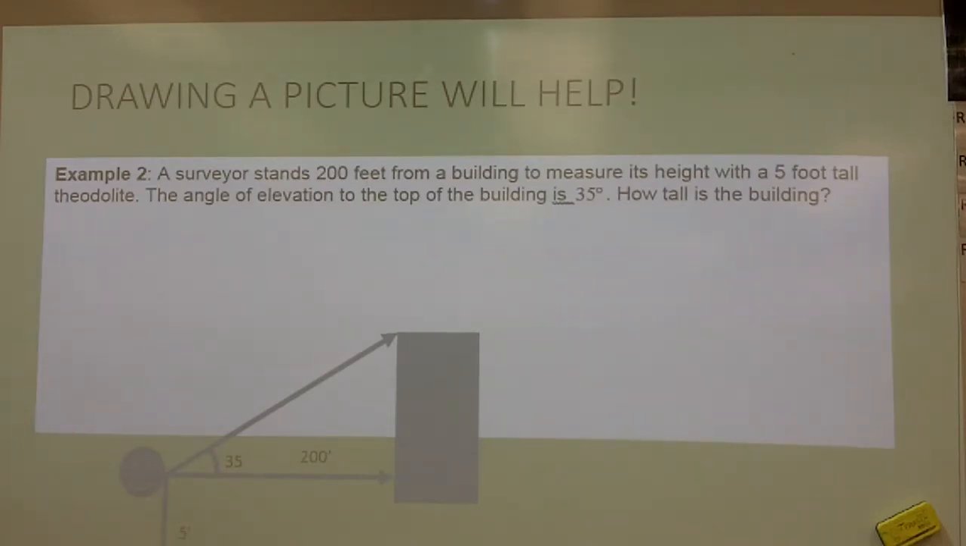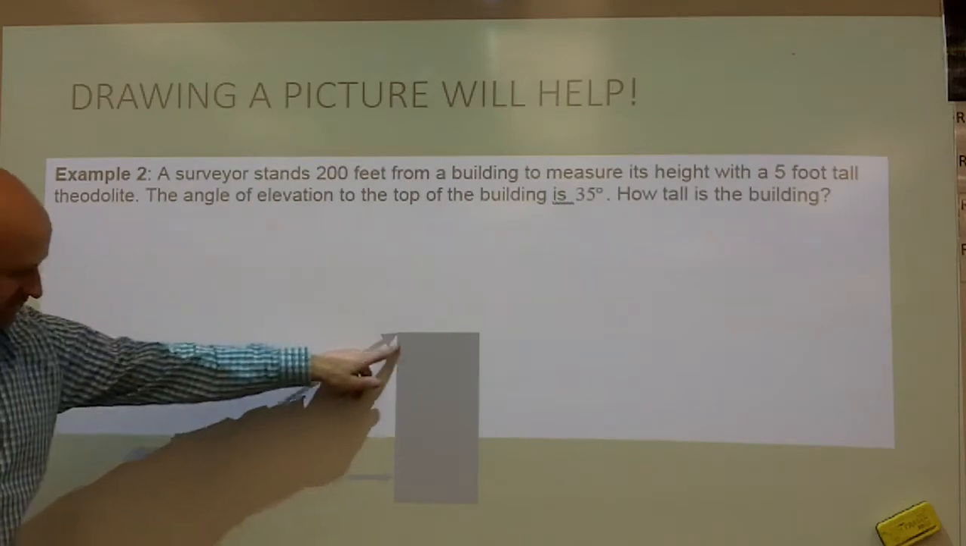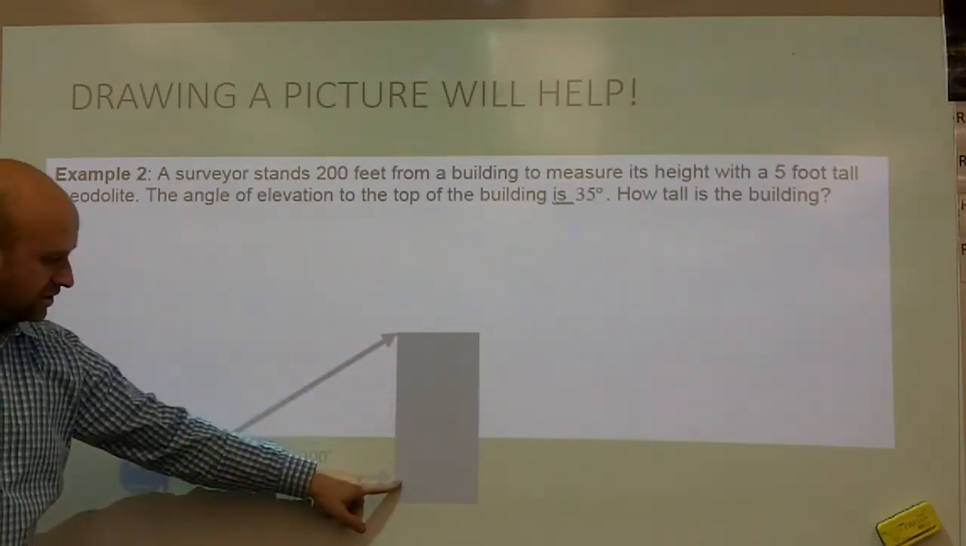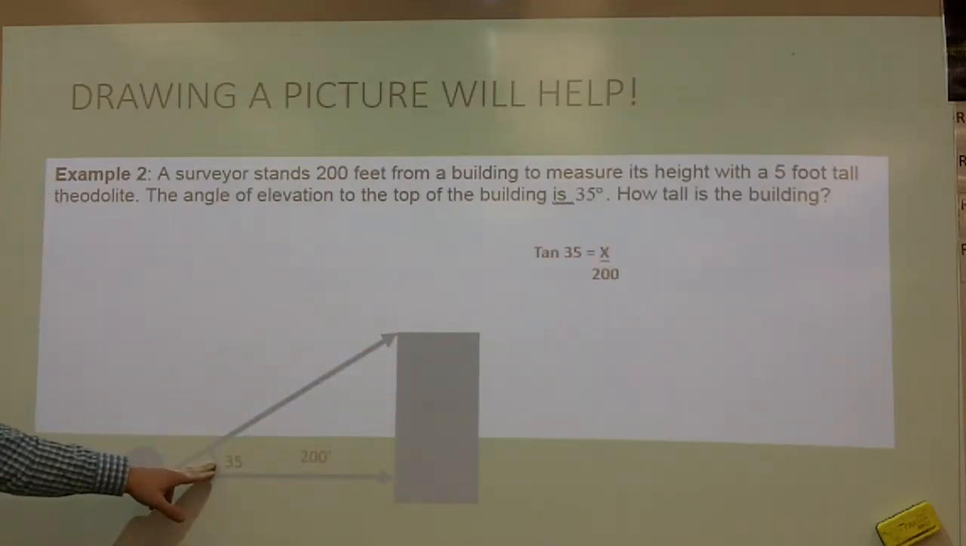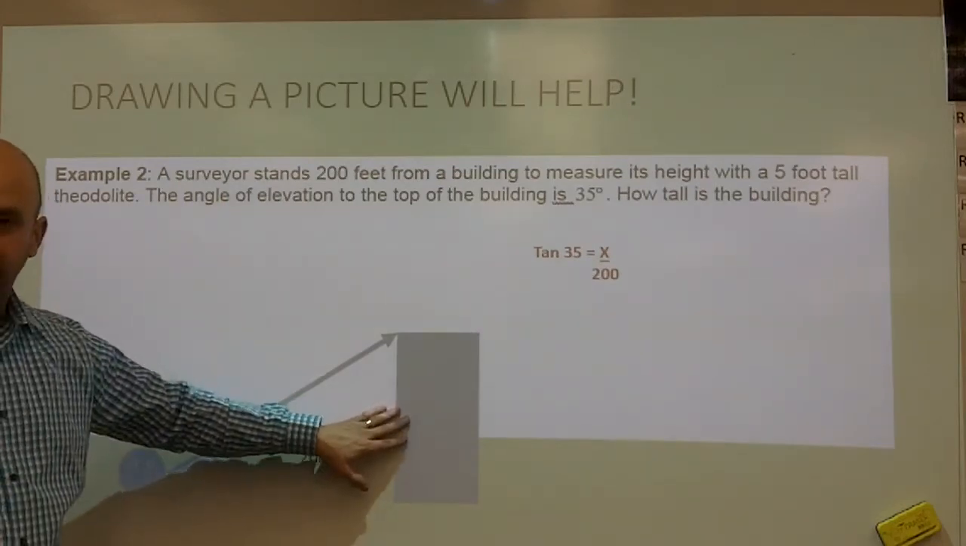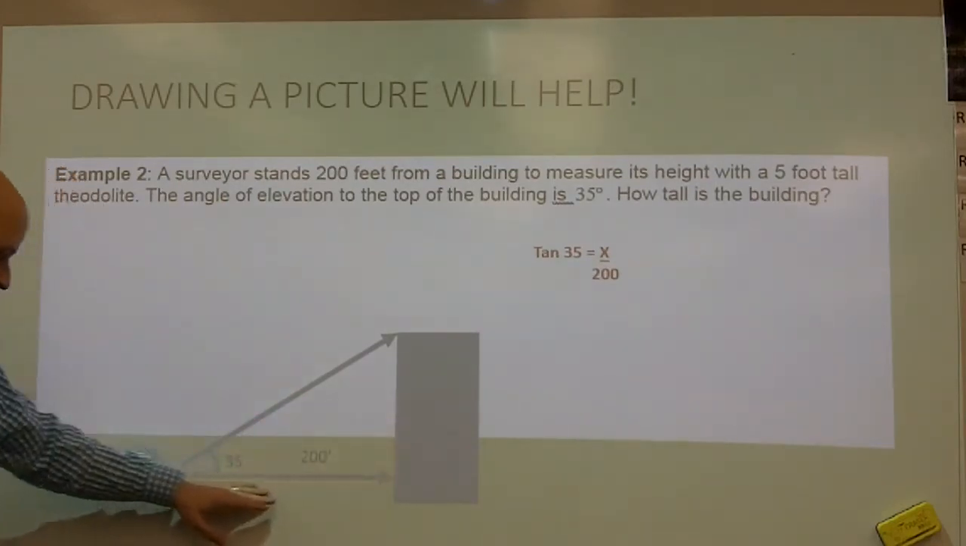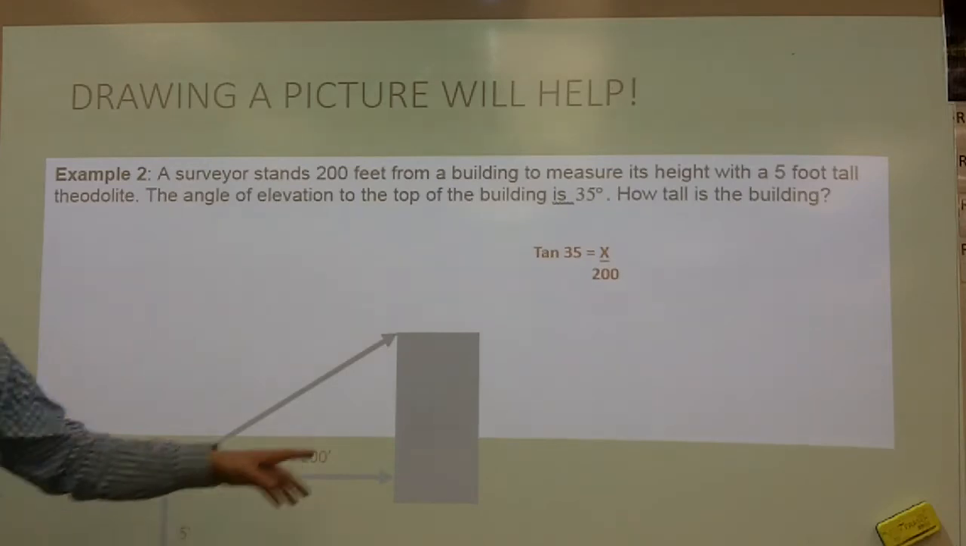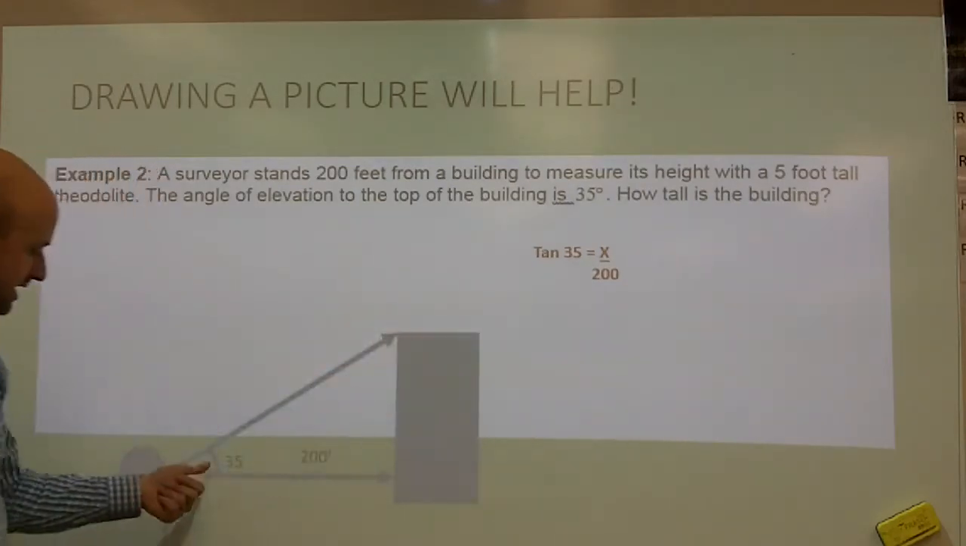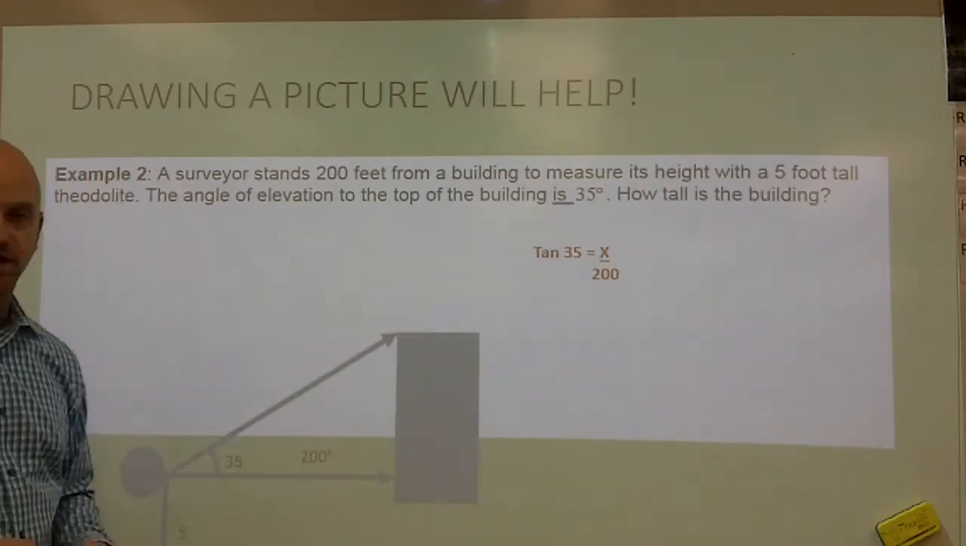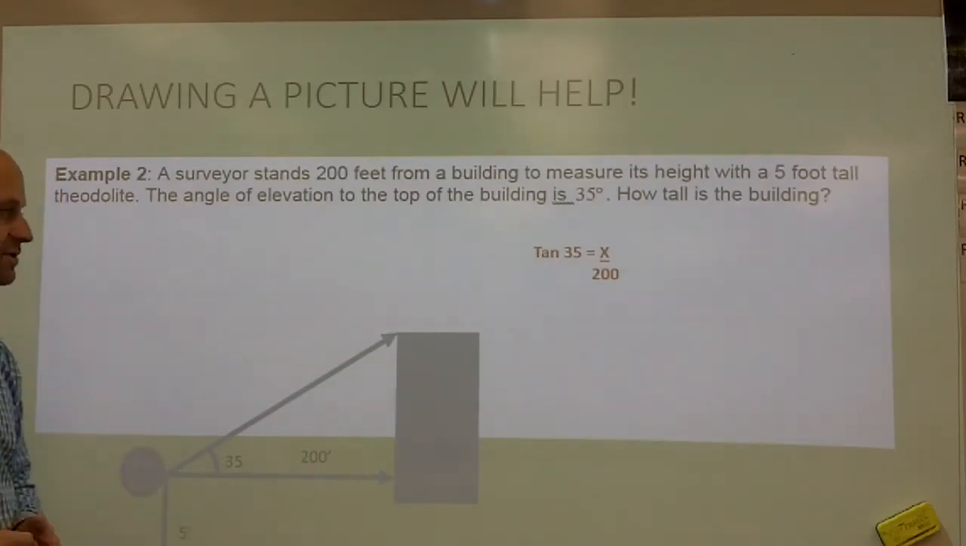That is pretty important. So if we look right here, they want the height of the building right here. And so based on the angle we have, the height of the building would be considered the opposite side, and the distance away would be considered adjacent. So we're going to end up using tangent. So tangent of 35 would equal x, the height of the building, divided by 200.